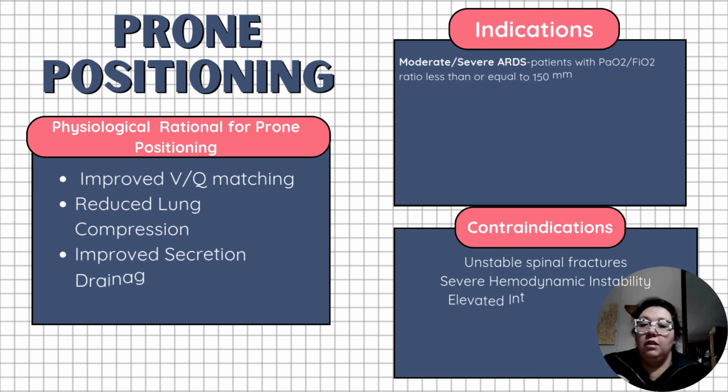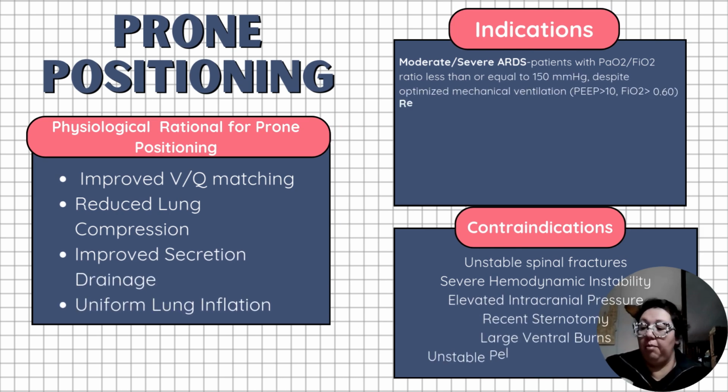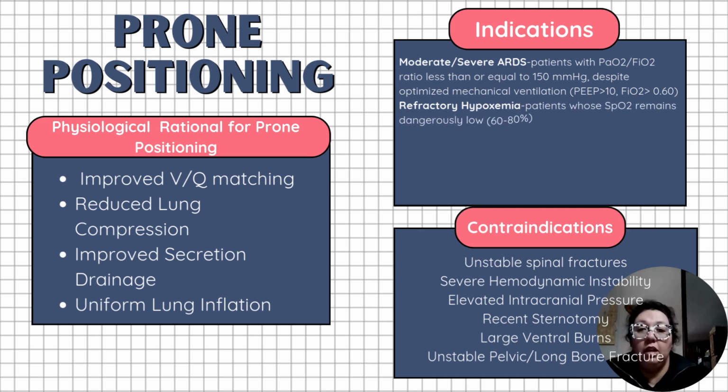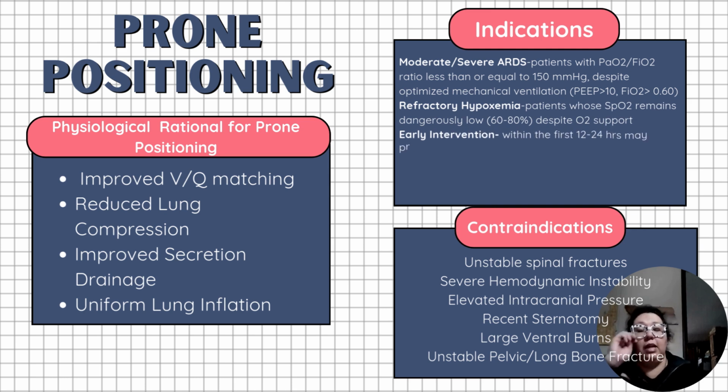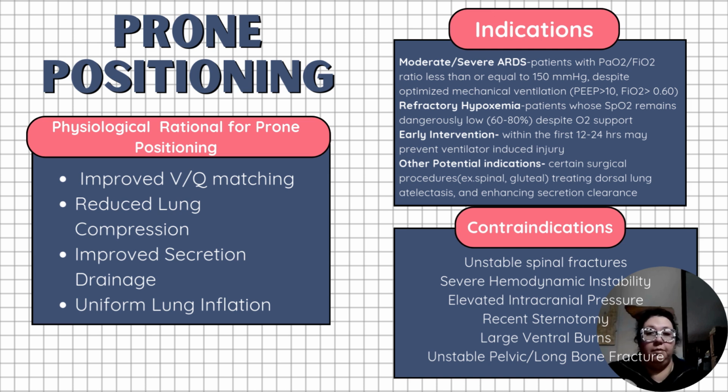Okay, so for this one, we're going to talk about prone positioning. This is the actual process of putting our patient in the prone position. The physiological rationale for proning our patients is to improve our VQ mismatching, reduce lung compression, improve secretion drainage with all that edema and fluid buildup in their lungs, just to help remove that and oxygenate better. And then uniform lung inflation.